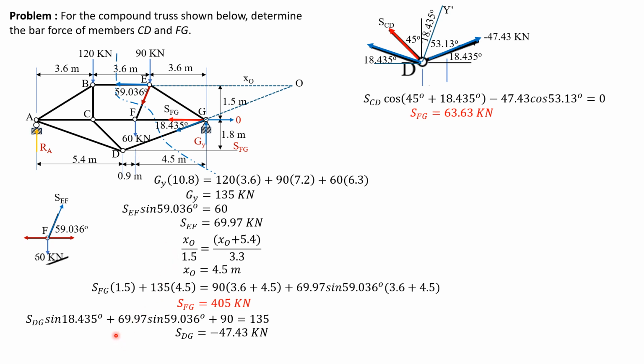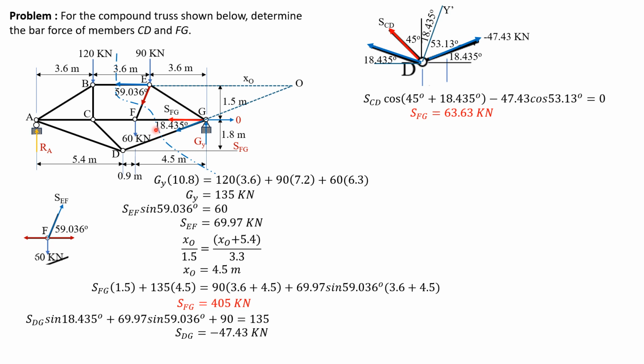So first, let's solve for DG by summing up vertical forces considering forces to the right of this section. So going down positive. By the way, this is 18.435 degrees, the inverse tangent of 1.8 over 5.4. This is also 18.435 degrees. This is also 18.435 degrees.